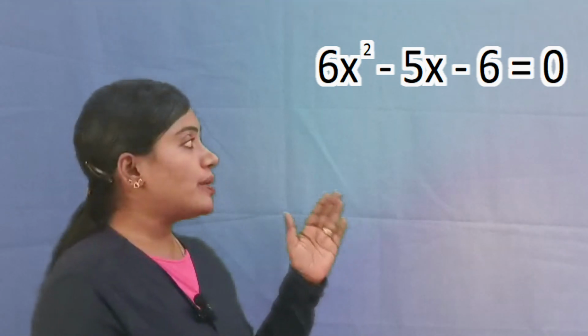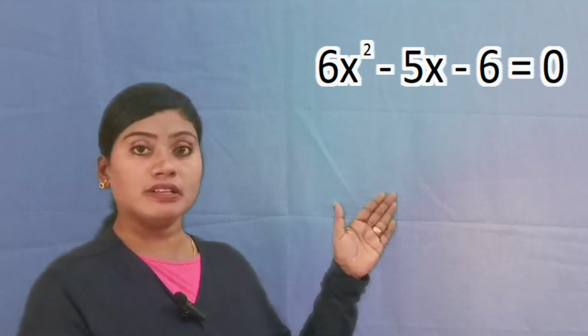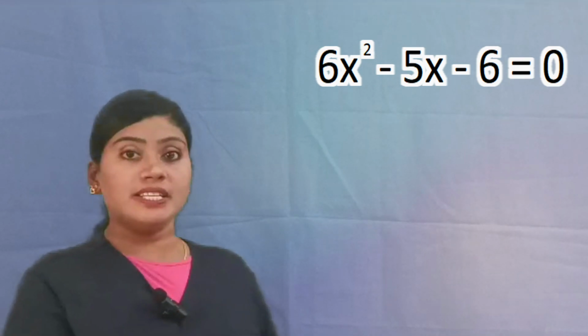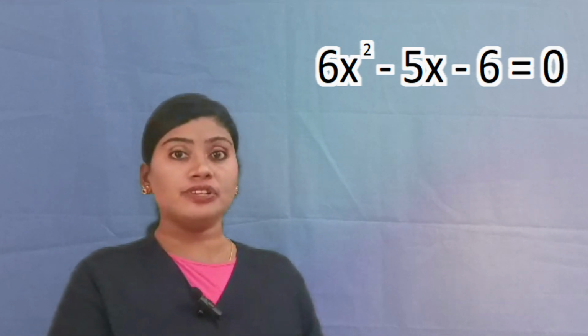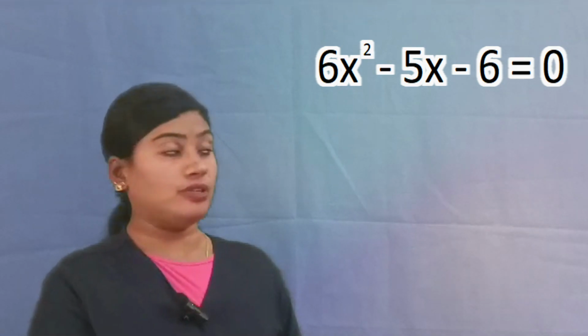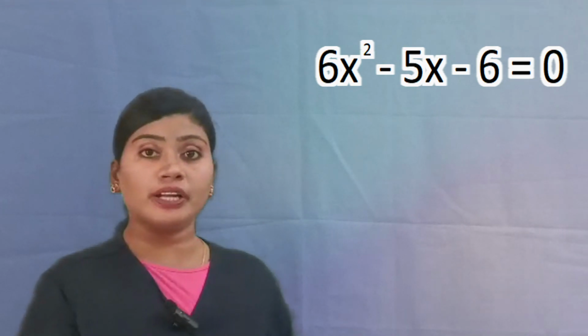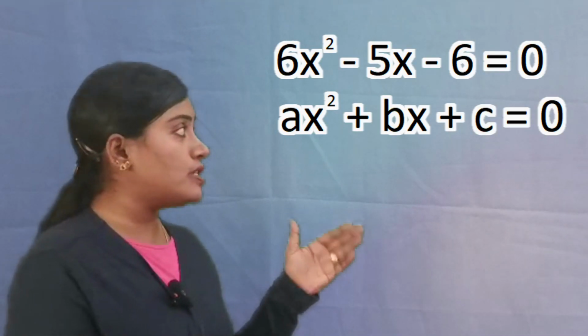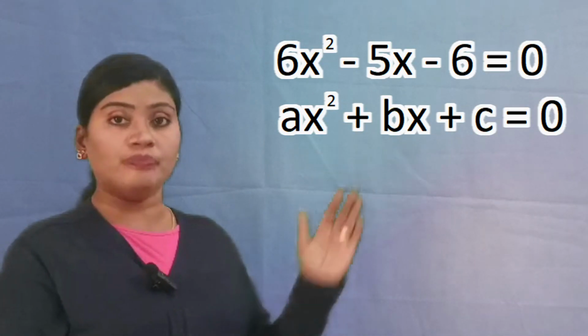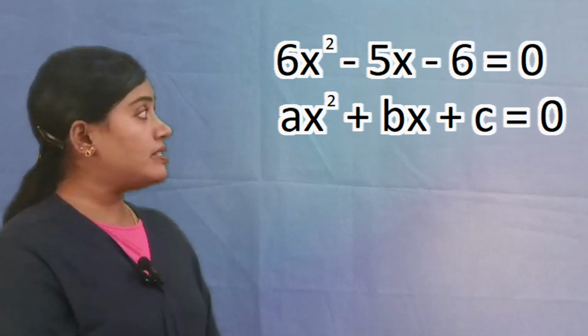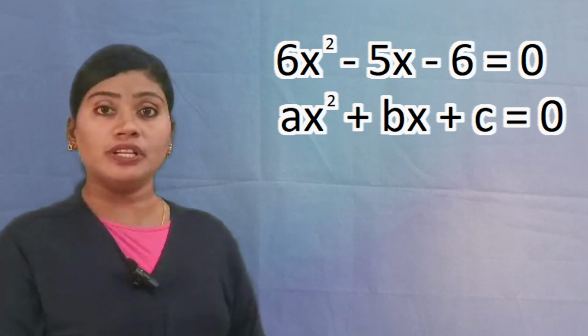Let's try one more example also. 6x square minus 5x minus 6 is equal to 0. Step 1. Check whether the given quadratic equation is in standard form or not. We know the standard form of a quadratic equation is ax square plus bx plus c is equal to 0. Comparing with it, we can say that the given quadratic equation is in standard form.